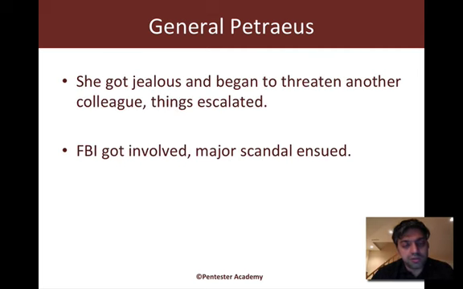So his biographer got jealous and ended up threatening a well-connected socialite with some allegedly threatening emails. This socialite happened to also run in similar circles and also had contacts with the military and intelligence establishment. In any case, the FBI wound up getting involved and a major scandal ensued.